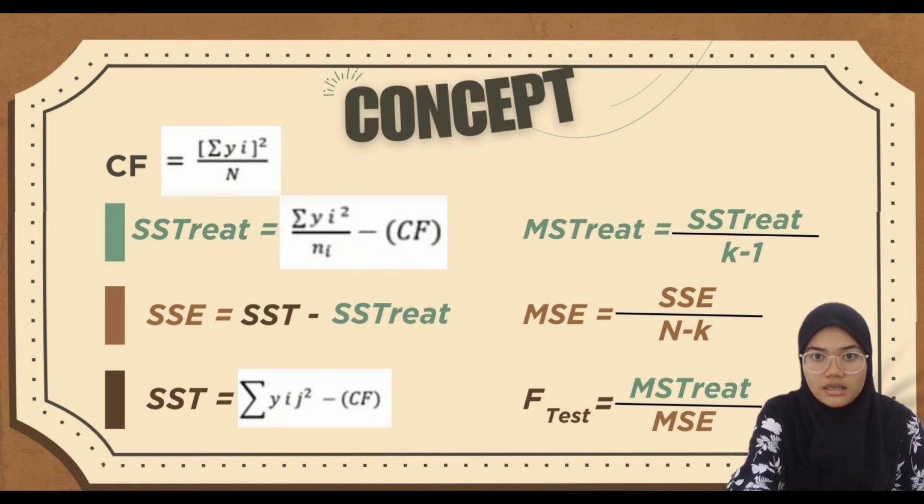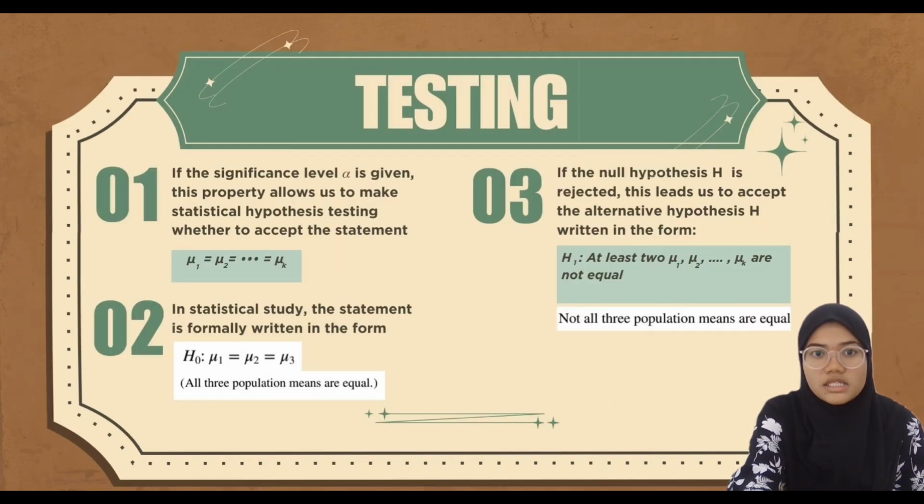Next, SSE. Next, MST. The formula is SST divided by k minus 1, where k is the total number of populations. Next, MSE. The formula is SSE divided by n minus k, where n is the total number of observations. Next is the F test. The formula is MST divided by MSE.